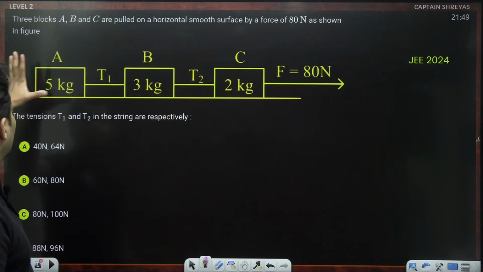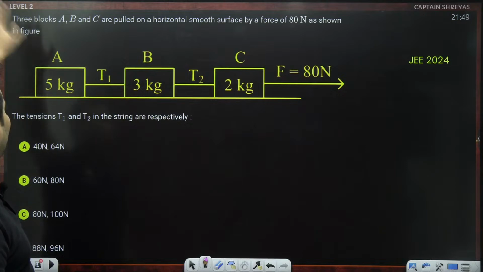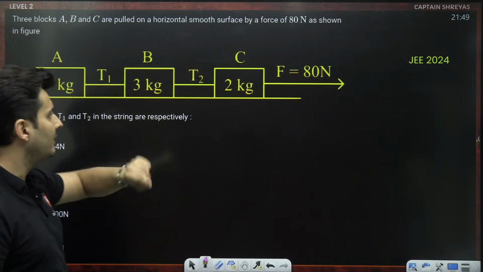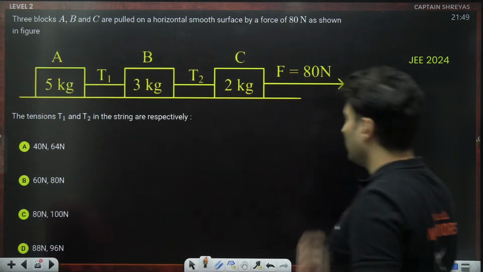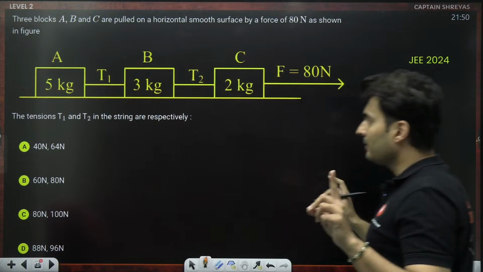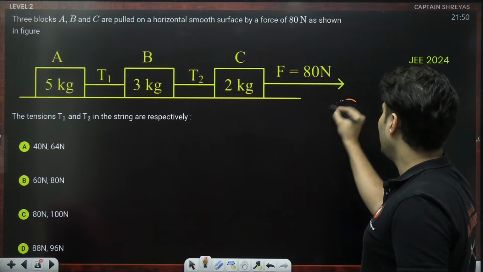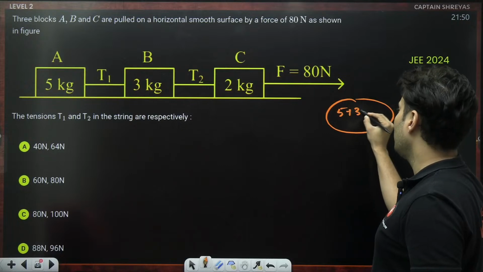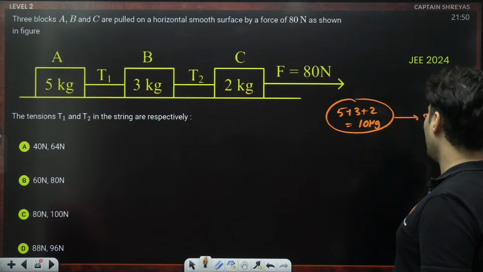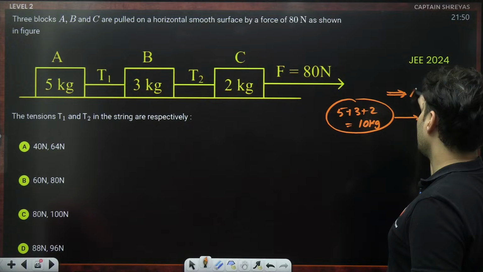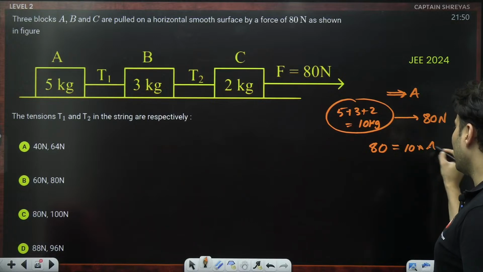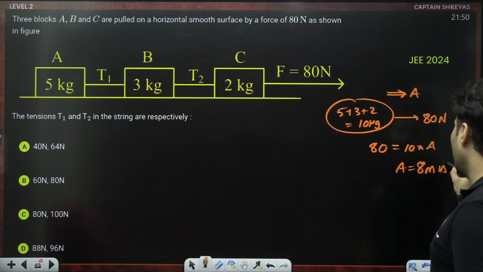Here it is. 3 blocks, 5, 3, 2, pulled by 80 Newton. Question is tension T1, tension T2. Okay, very simple standard question. For such problems, take the entire system as 1 to find the internal forces. Then the entire system will be 5 plus 3 plus 2, which is basically 10 kg. This 10 kg is pulled by 80 Newton force. So this entire system is accelerating. So I will say 80 is equal to mass multiplied by acceleration. So acceleration is 8 meters per second square.